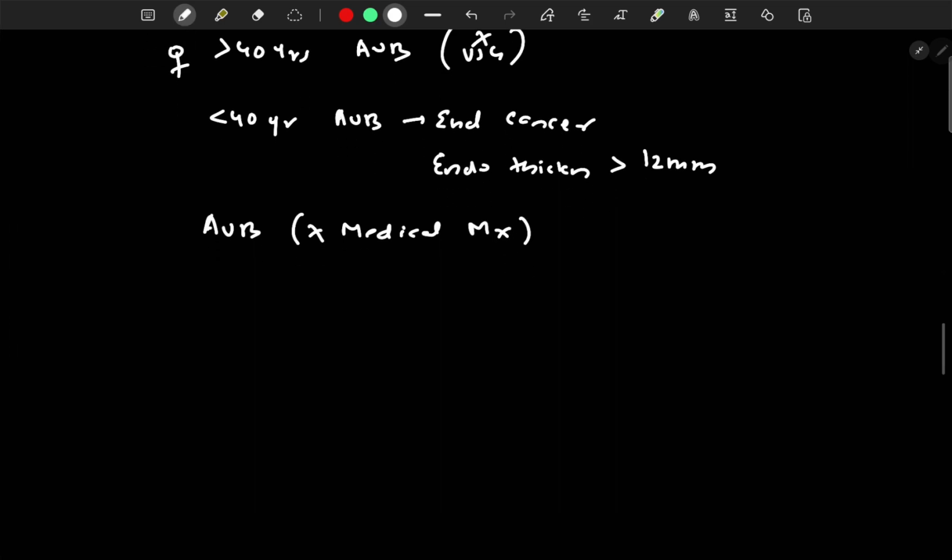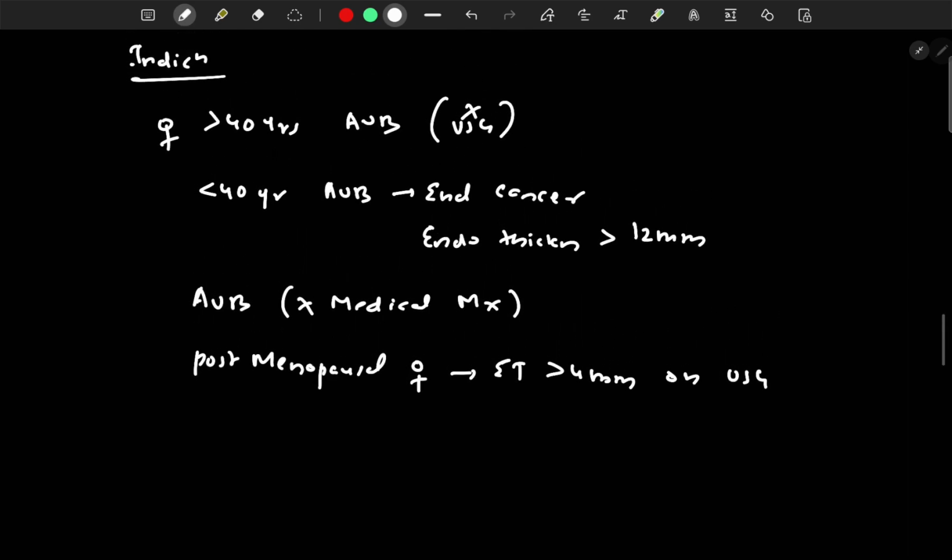If it is not responding to medical management, you have to do endometrial biopsy. Then in a postmenopausal female, if the endometrial thickness is greater than 4 mm on ultrasound, you have to do endometrial biopsy. So these are the 4 indications where you will do endometrial biopsy.